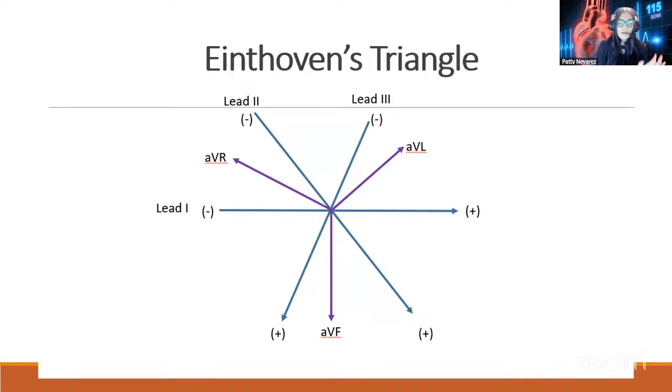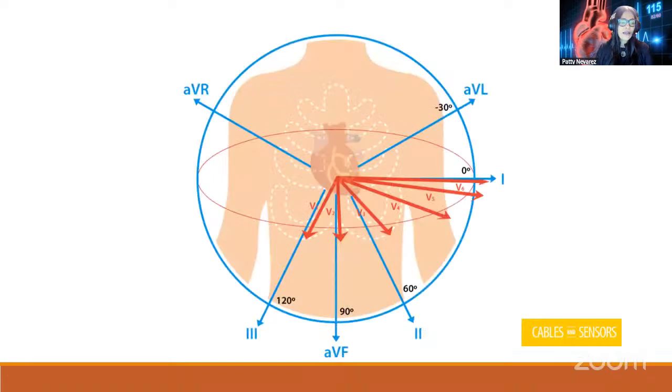Remember the way the arrow is looking at, so from where you're looking at to the end point. So we're looking from the negative side on the bipolar leads, and on the unipolar leads, we're looking from the heart out to the sides. Okay, so when we add the precordial leads to this, this is more or less what it looks like. By the way, this is an image from Cables and Sensors. If you want to go check that page, I put a link on the image. It's really amazing.